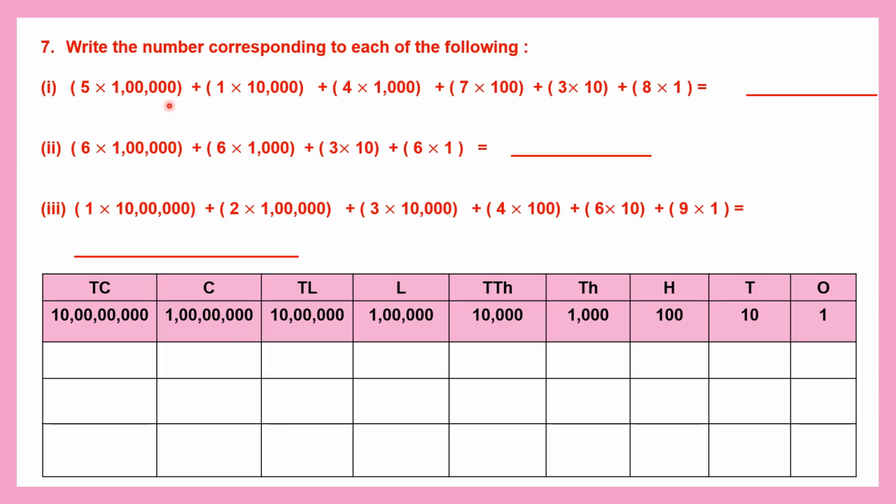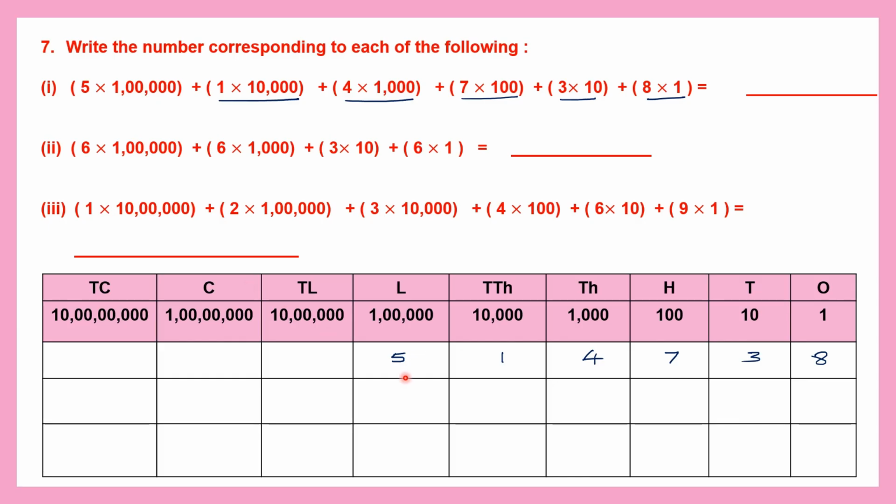Now look at the first number, 5 into 1 lakh. So in the 1 lakhs place, let's put 5. So where do we have 1 lakh? We have 1 lakh here. Let's put 5 there. Then we have 1 into 10,000. So in the 10,000s place, we put 1. 4 into 1,000. 7 into 100. 3 into 10. And 8 into 1. Now can you see how easy it is for us to see our number?